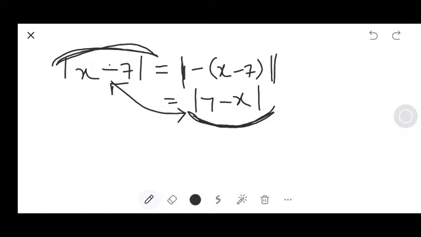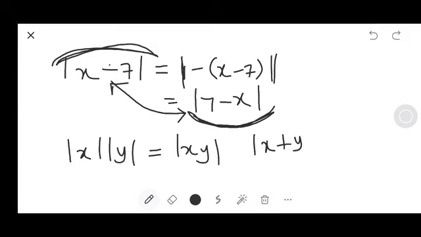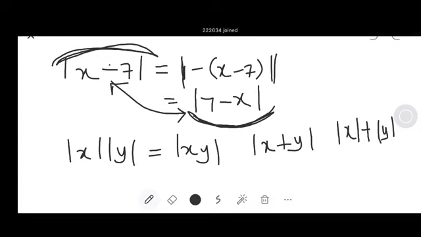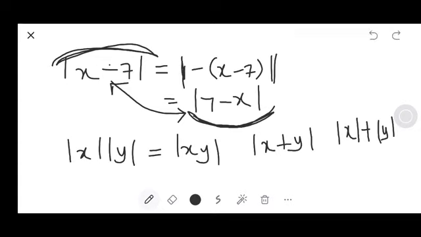Okay, and another property of absolute value, for those of you in mathematics, almost all of us here, we will still come across these things in a higher class, on 200 level, 300 level: absolute value of x times absolute value of y is equal to absolute value of xy. But absolute value of x plus y is not just equal to absolute value of x plus absolute value of y. There's something we call triangle inequality. But that is not what we are here to look at today.